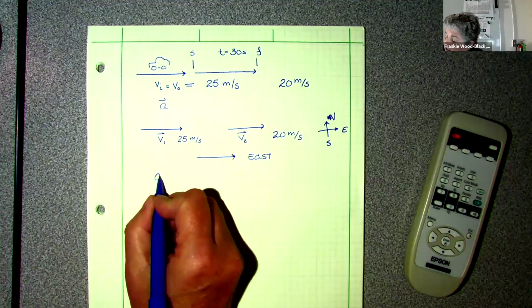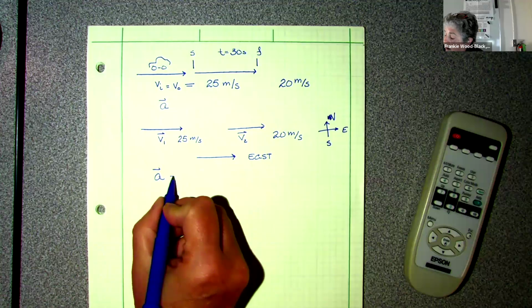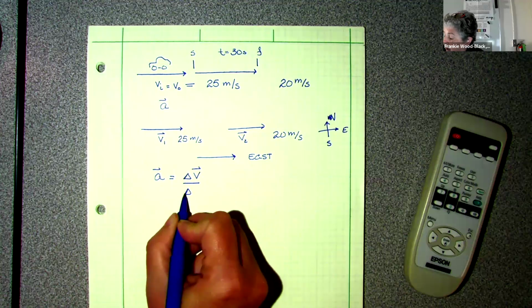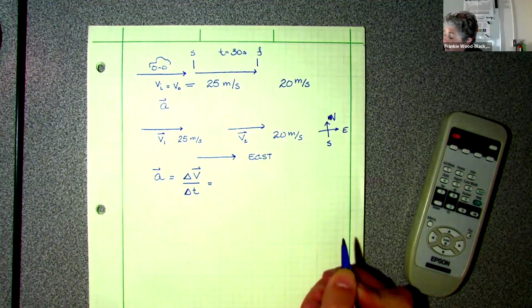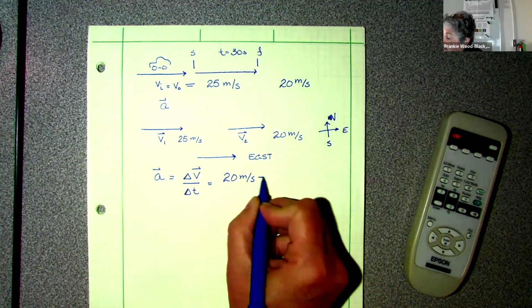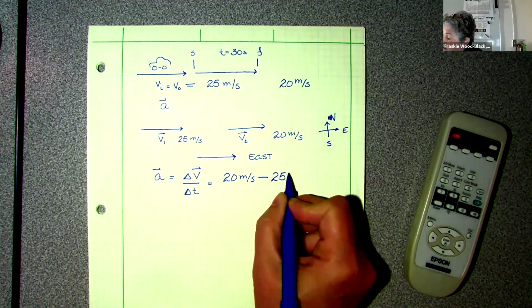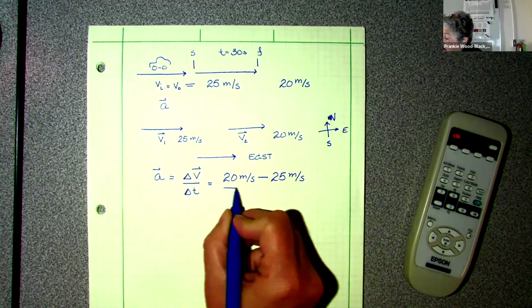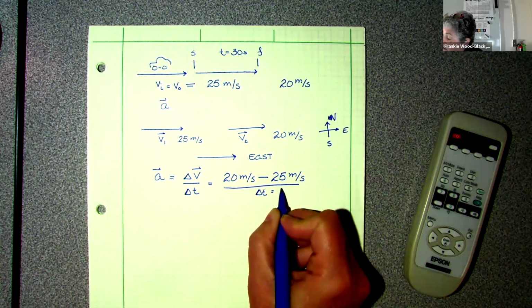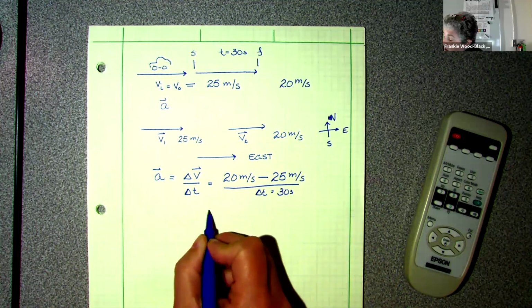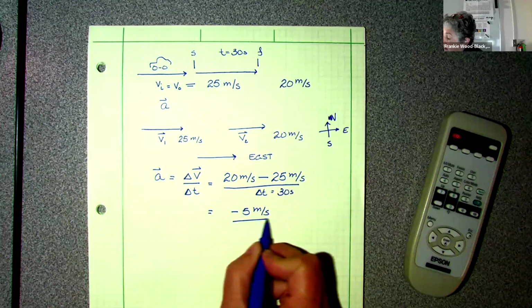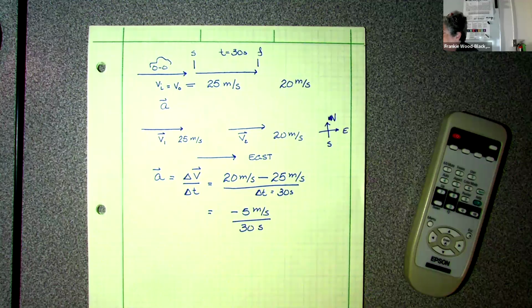But we're going to calculate acceleration. And remember, acceleration is a change in velocity over a change in time. And if I do that, my final velocity is 20 meters per second, and my initial velocity is 25 meters per second. And my change in time is going to be those 30 seconds that I had. So I'm going to get -5 meters per second, and I'm going to divide that by my 30 seconds.